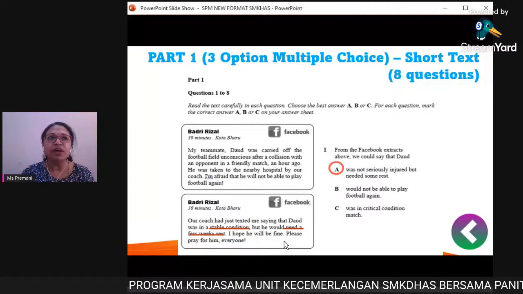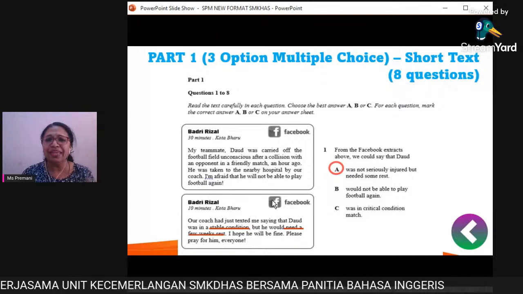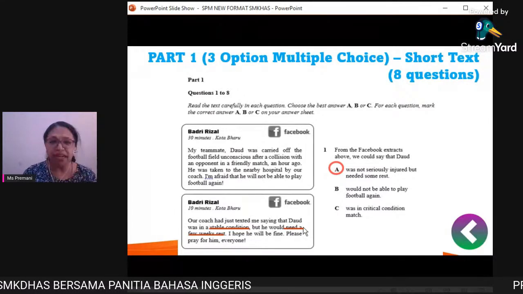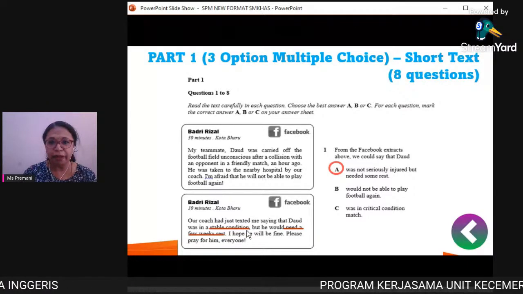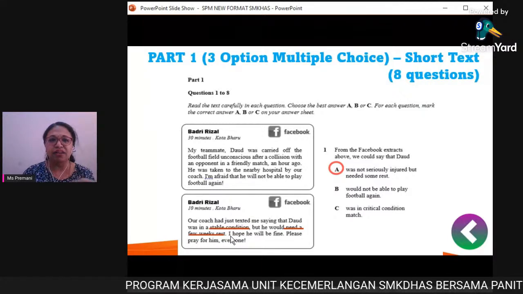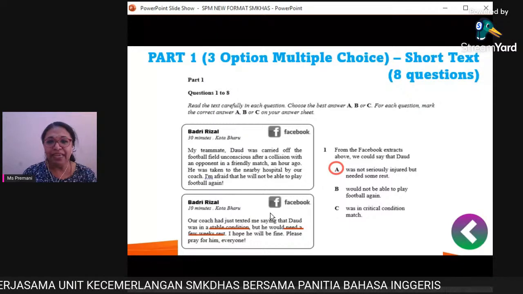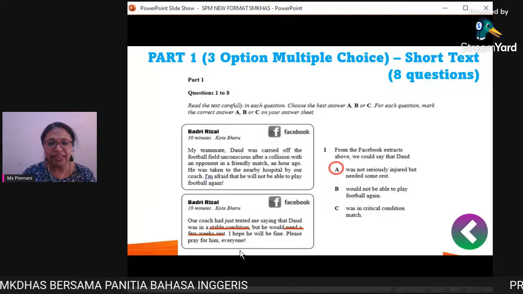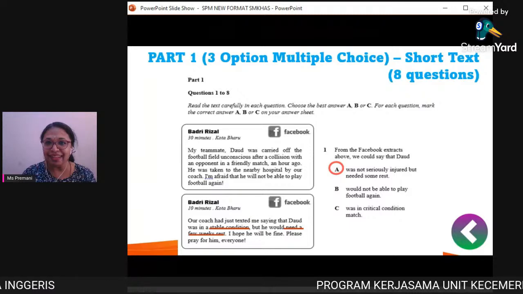So this is what the assessment is about. To do that, you need to start reading every word on the paper. They are not decorations. Remember, read in complete. So let's further read. Our coach had just texted me saying that Daud was in a stable condition. Sorry, I underlined it. It's blocking. But he would need a few weeks rest. So from further reading, we can see the answer A clearly. I hope he will be fine. Please pray for him, everyone.